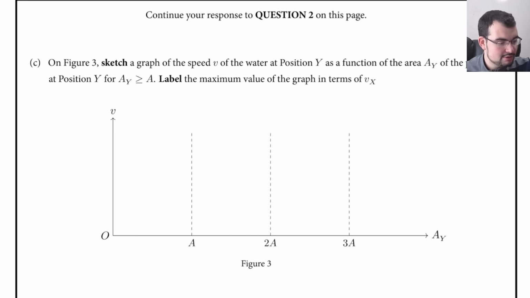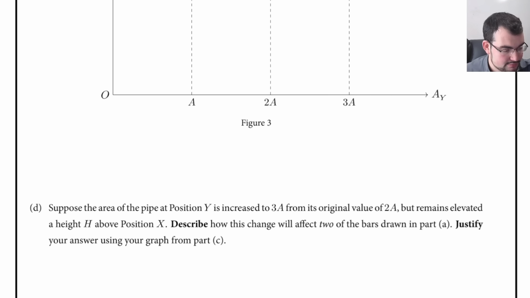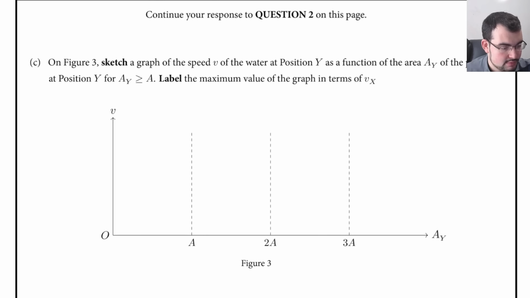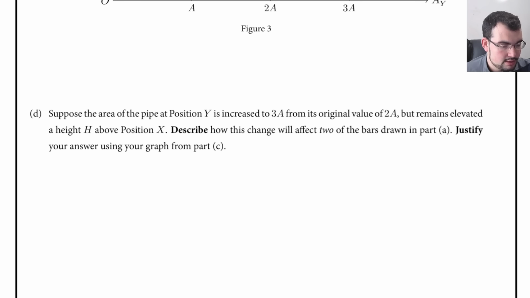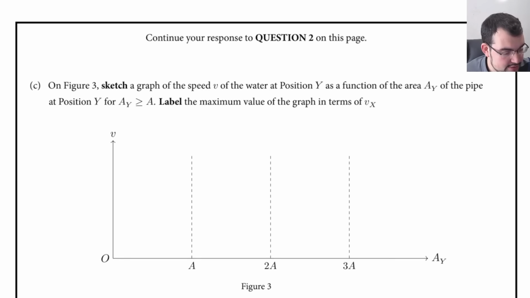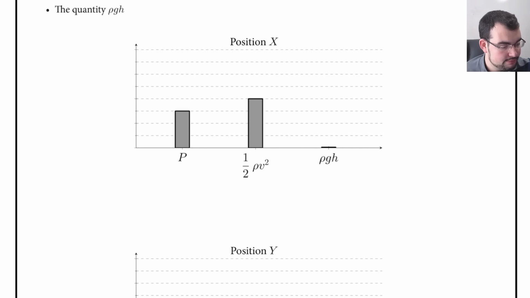Then we have to sketch a graph of the speed of the water at y as a function of the area A of the pipe. And we have to label its maximum value, assuming the height change is the same. And then suppose the area of the pipe at position y is increased to 3A. So the D part should be last. The D part is usually like we change something. So think about A, B, and C, and then we can deal with that. All right, so we'll just go in order.